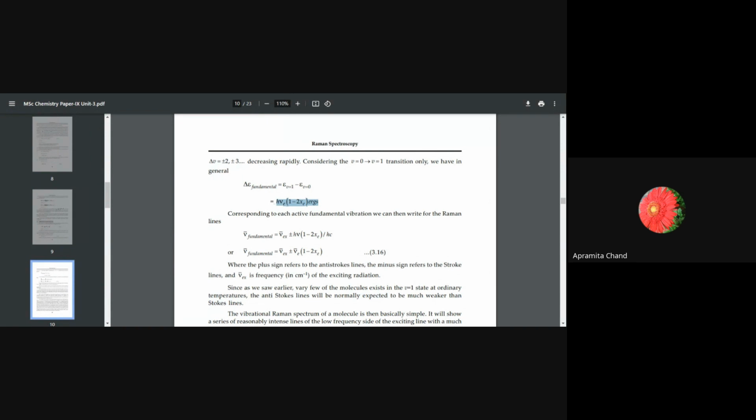So delta E fundamental will be h nu E (1 minus 2 xe). This is because of the anharmonicity constant xe. If the energy is that, then the fundamental frequency will be this. Here there is a plus sign, because we are dealing with the exciting line, the new excitation.